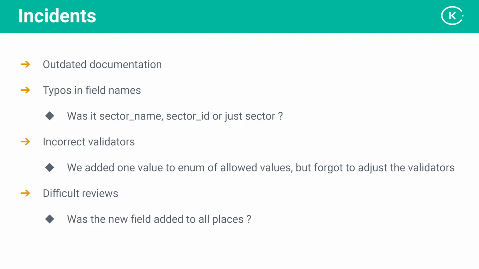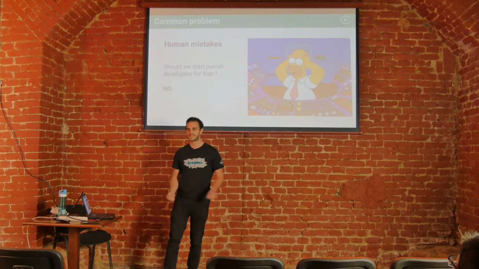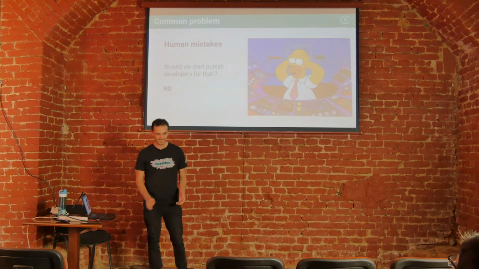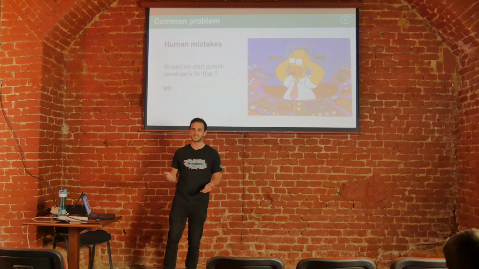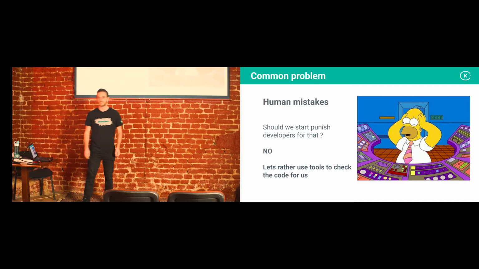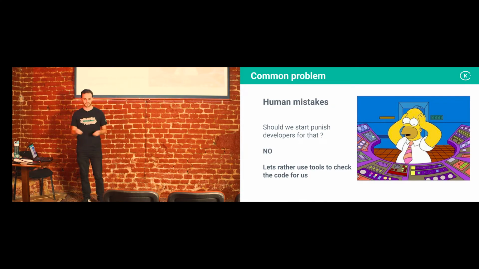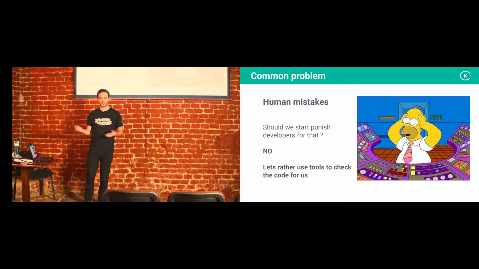And basically, what's the common problem of all these issues? Maybe one may think that it is human mistakes. And the question is, do we really need to push the developers that they need to be careful, or even do we need to punish them for these kinds of mistakes? The answer is no, we shouldn't do something like that. And the solution, how can we solve or prevent these kinds of issues, is to use tools. We have tools for checking this kind of thing, so why not use them?